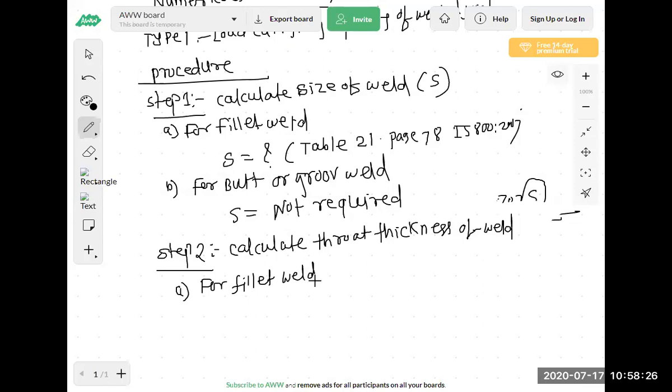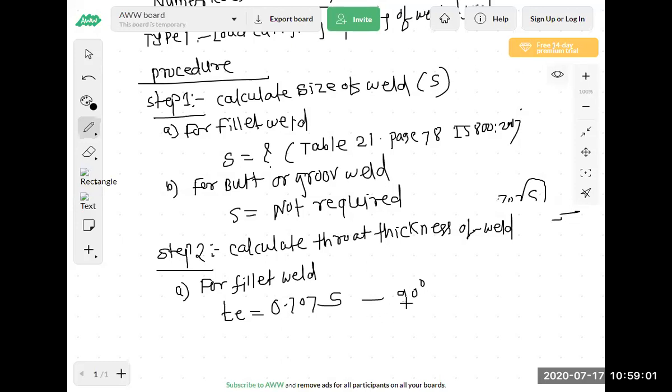If the fillet weld is given in the problem statement, so in the problem statement they will give you the type of weld. The fillet weld is there or butt weld is there. So depending upon that you have to choose the formulas. So for fillet weld, how to calculate throat thickness? T is equal to 0.707 S. And again I have given the angles. So this is for the 90-degree angle. This formula is for the 90-degree angle.